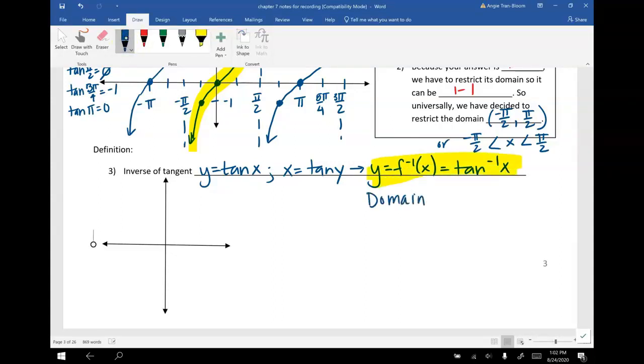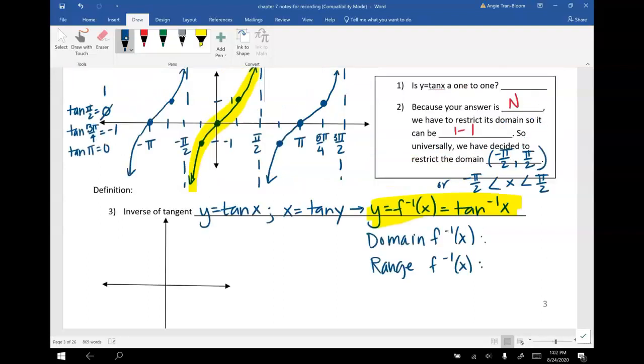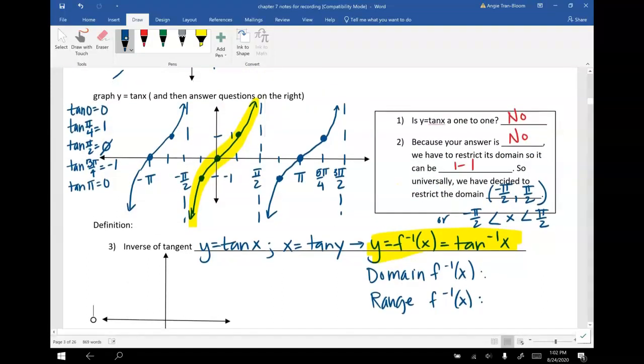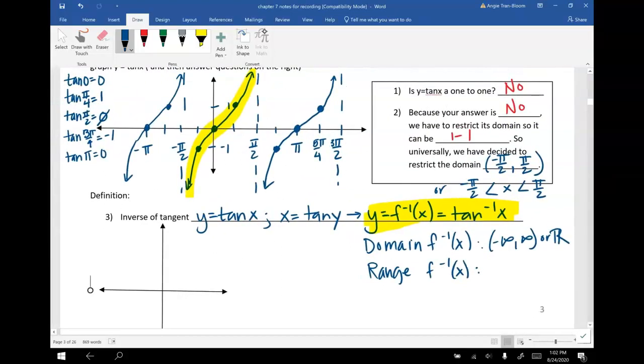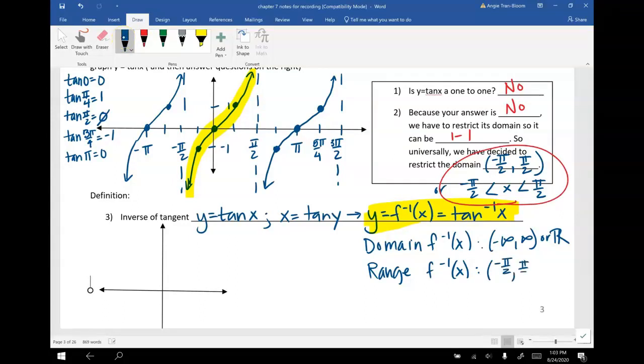Now, domain of tangent inverse, range of tangent inverse, okay? And the domain of tangent inverse is the range of the regular. Well, remember the range of regular, this goes all the way up and it goes all the way down. So the domain is going to be all real numbers, or from -∞ to +∞. Now the range of tangent inverse is where we restricted earlier, which is right here. So that will be from -π/2 non-inclusive to π/2.